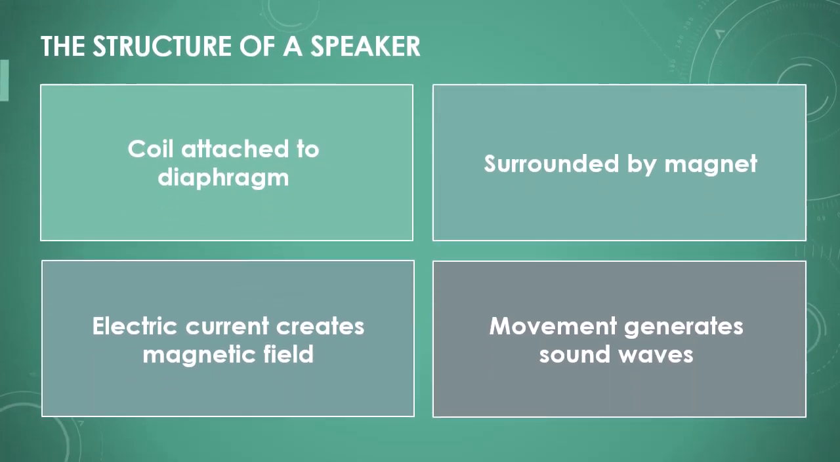A speaker consists of several parts that work together to generate sound. A coil is attached to a movable diaphragm and surrounded by a magnet. When current flows through the coil, a magnetic field is generated, which moves the diaphragm. This movement creates sound waves that we hear as tones.